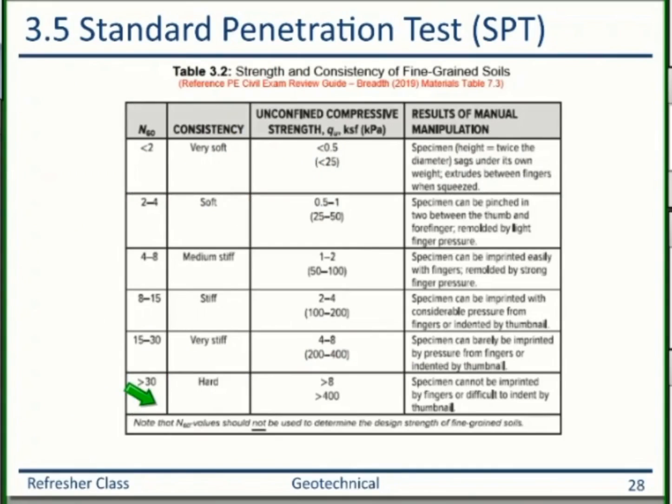Standard penetration test N value is given with the energy correction factor, but we can take it as N value also, right? This is for your fine grained soil, such as silt and clay, or fraction passing through number 200 sieve. For fine grained soil, the unconfined compressive strength, Q sub U, is given in terms of KSF and kilopascal here, and based upon the N value, you can describe the fine grained soil as very soft, soft, medium, stiff, very stiff, or hard, as shown here. Okay. And note, N60 should not be used to determine the design strength of the fine grained soil. You have to use the N value itself, right?